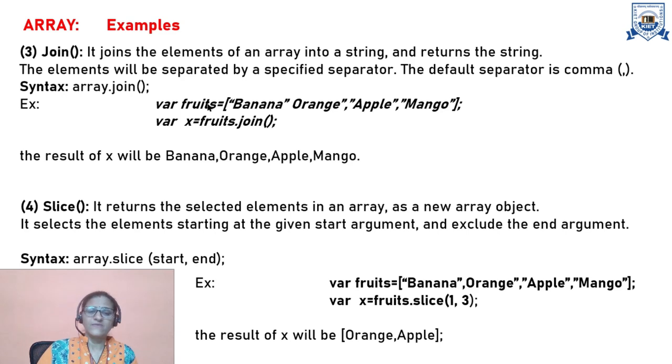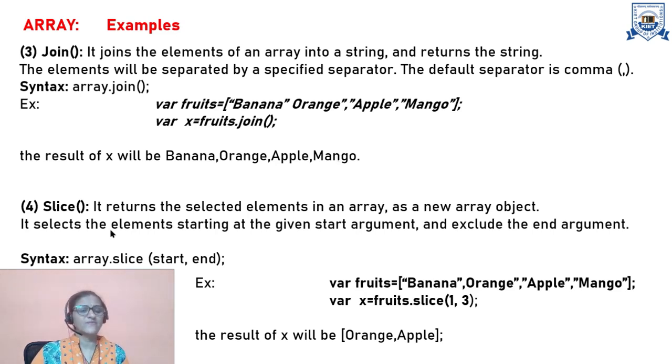Example: we have made the array fruits where the first value is banana, then orange, then apple, then mango. And then in the x variable, fruits.join. When we join, we haven't provided any separator, so by default it will join with the comma sign. If you give a hyphen or any symbol, it will combine all the elements separated by the symbol which you have provided in this bracket. Here we haven't provided anything, so by default they are separated with the comma sign.